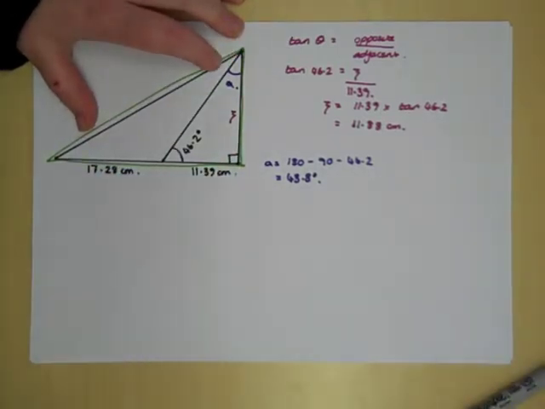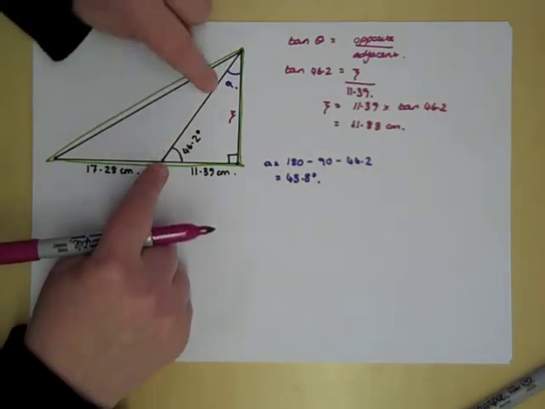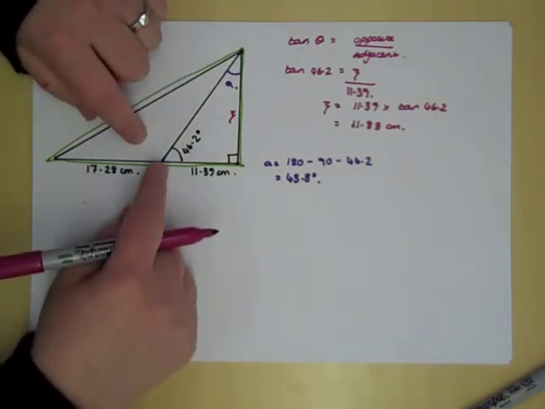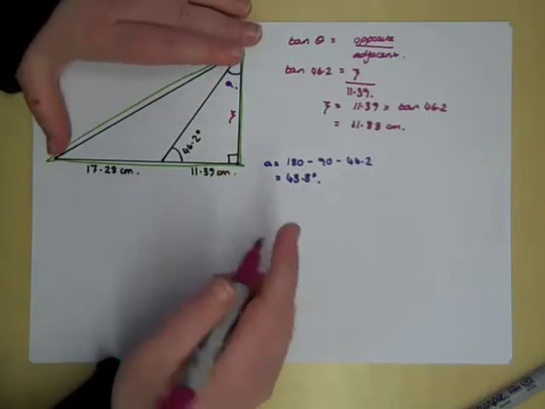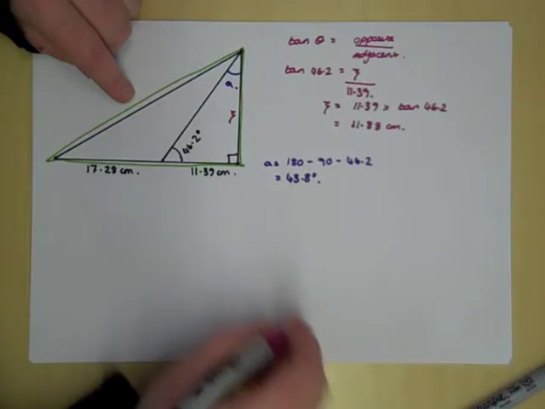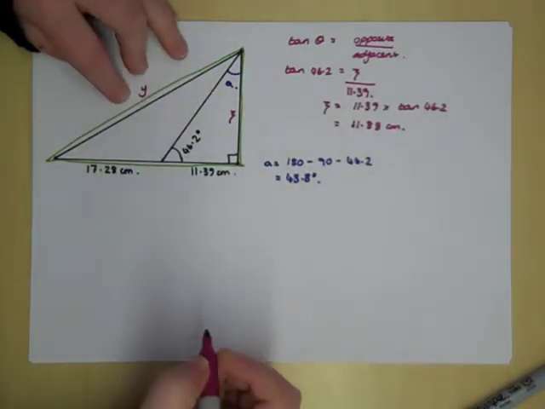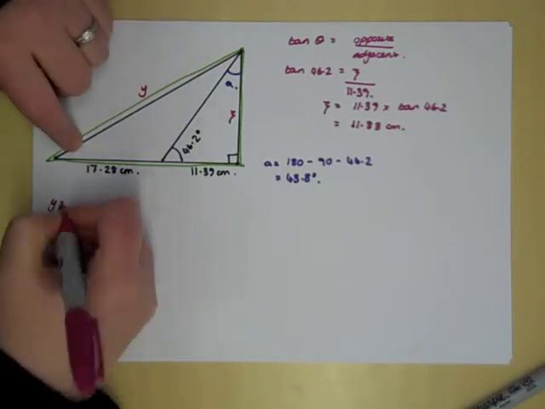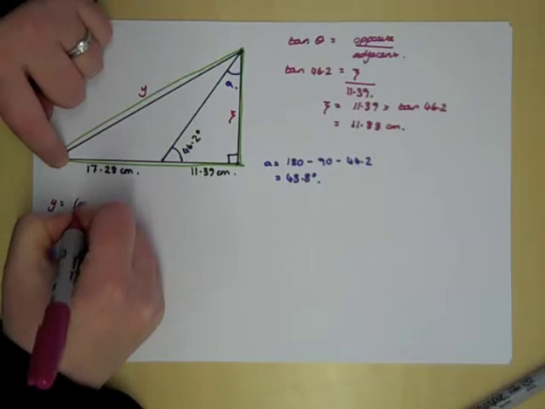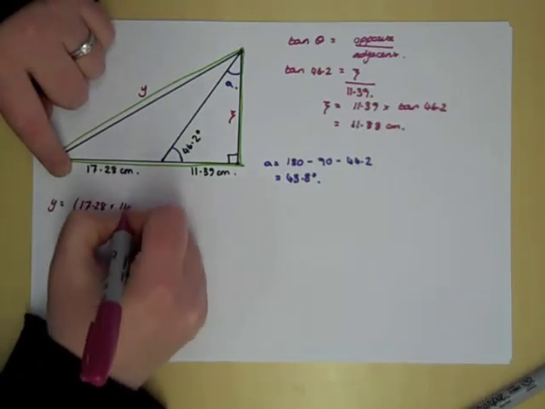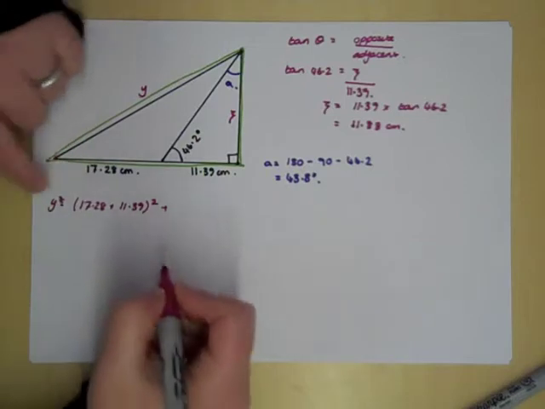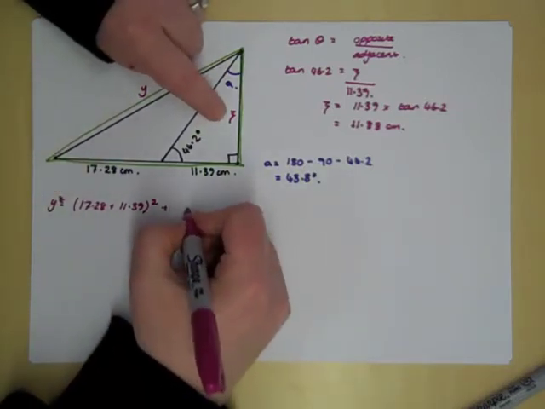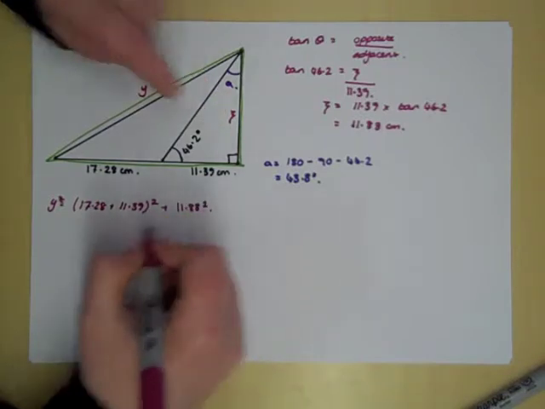So I can also do Pythagoras here. I'm going to start out with the great big one though, and so I'm going to say that if I call this here length y, y squared is equal to, I need to sum these two, so this is going to be 17.28 plus 11.39 in a bracket, and I'm going to square the whole lot, plus z squared, which I said was 11.88 squared.